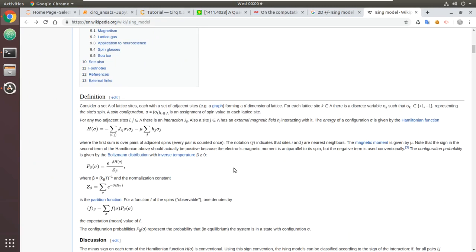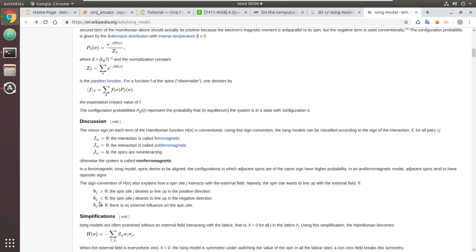What was this J's and H's discussion? The minus sign on each term of the Hamiltonian function is conventional. Using the sign convention, Ising models can be classified according to the sign of the interaction. If for all pairs i and j, J is bigger than zero, the interaction is called ferromagnetic. If it's lower than zero, it's called antiferromagnetic. And if it's zero, it means non-interacting. Otherwise, the system is called non-ferromagnetic.